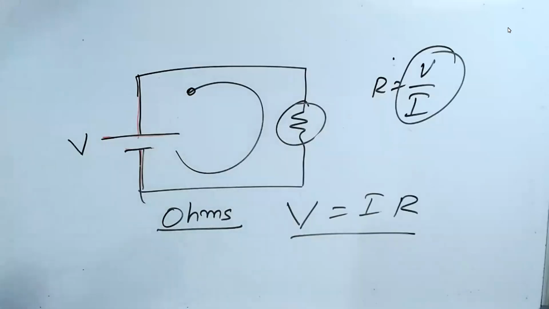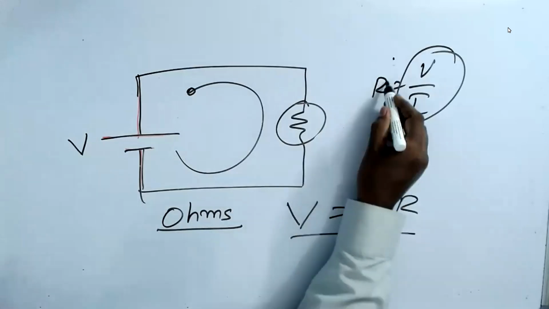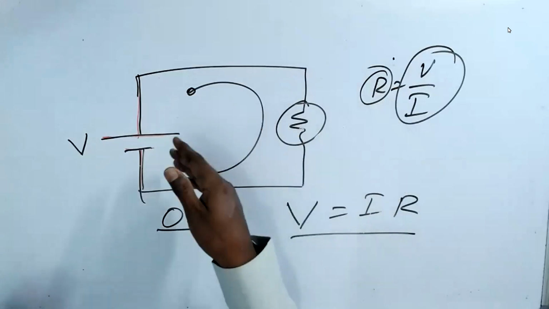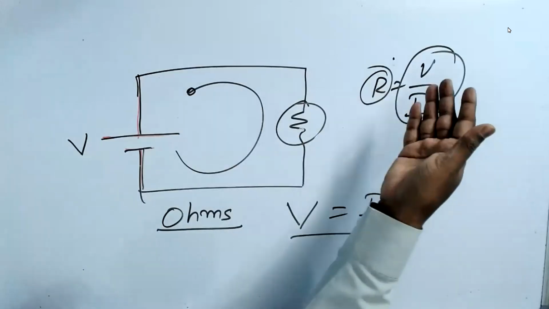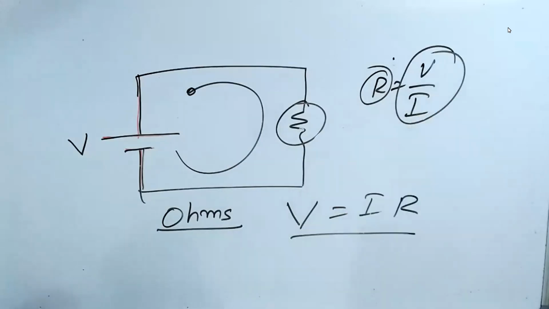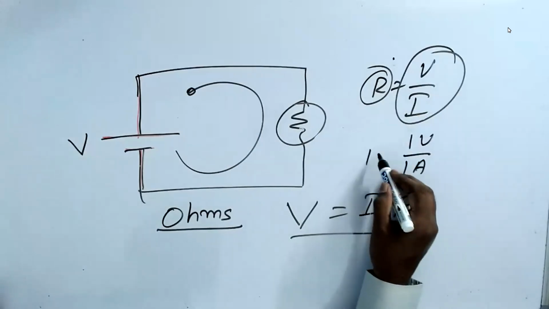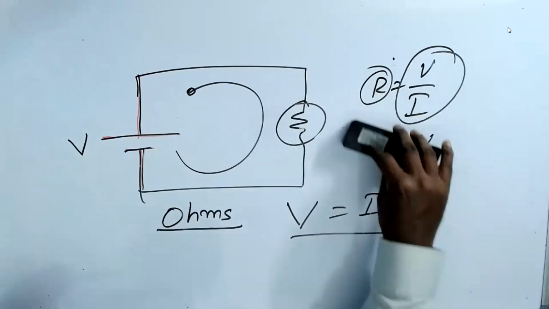But think of the initial days when R was not there. At that time what was there was V. The R is a variable. They found out that when I change the R, the I is changing. That's why they say R is equal to V by I. If I apply 1 volt and there's 1 ampere, then it becomes 1 ohm. From that only they came to this formula V is equal to IR.